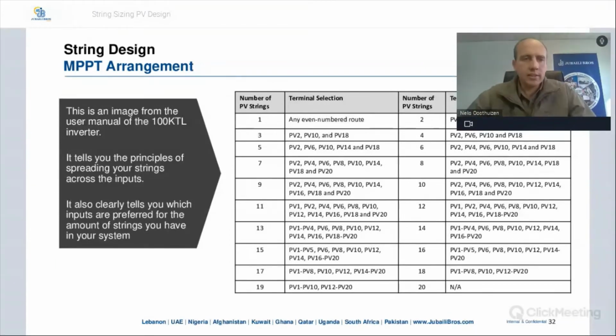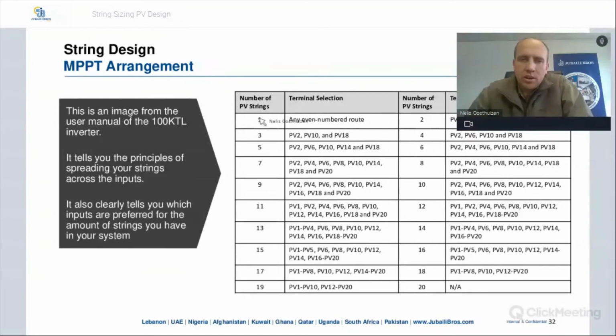In this next slide, this is an image from the user manual of the 100 kTL. So all Huawei inverters have a recommendation of how to arrange your strings. So with the 100 kTL, you've got 20 strings available.